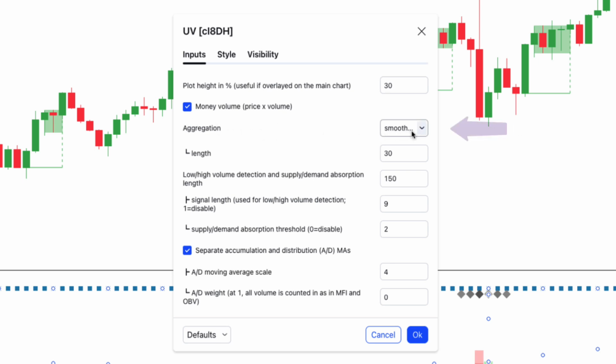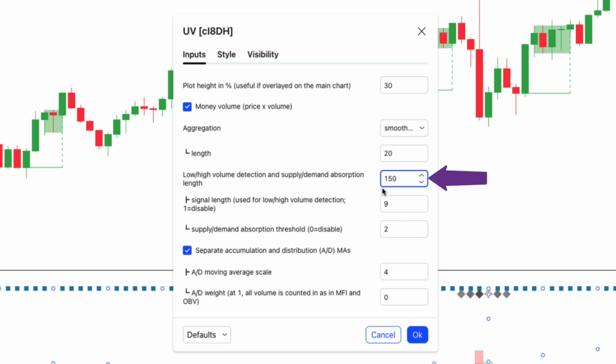The aggregation with options setting provides different methods of data aggregation. The Smooth MA option offers a balanced view of aggregated values over time, highlighting any longer-term trends in volume that could impact price movements. Set the length to 20 to align the volume data with the typical 2-week cycle of crypto price patterns.